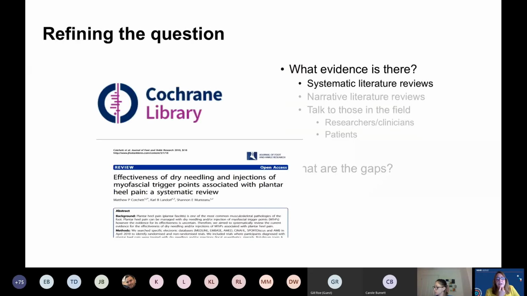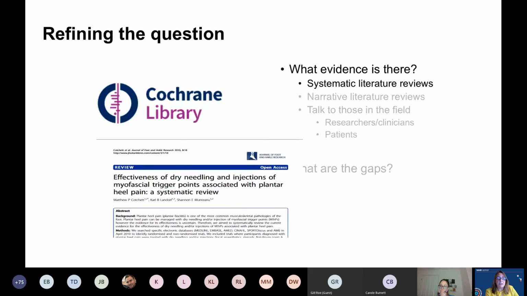Another key element of refining the question is looking at the evidence, and this is again what we were talking about with research waste. And in the hierarchy of evidence, systematic reviews and meta-analyses are kind of the gold standard. Systematic reviews and meta-analyses are great when there's been a large body of work. So, for example, in foot problems, we have lots of systematic reviews around plantar heel pain because plantar heel pain is incredibly common and there's been quite a lot of research done into it.